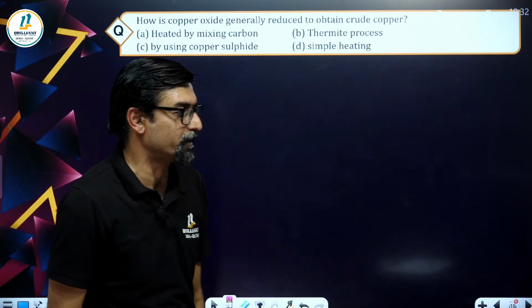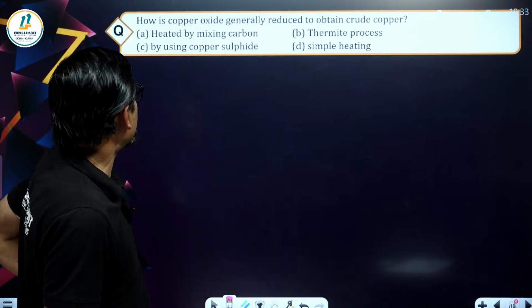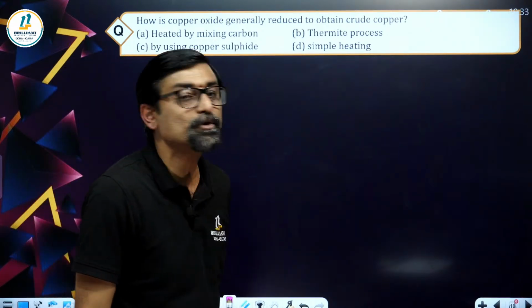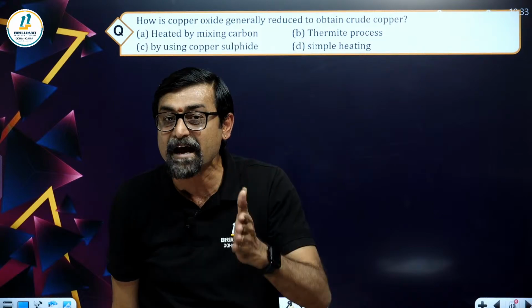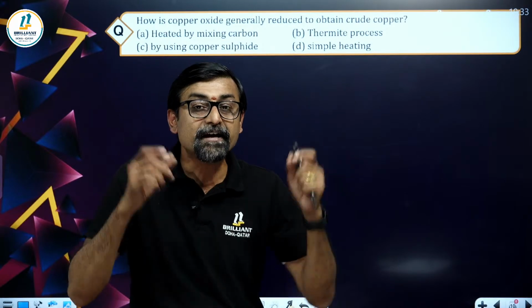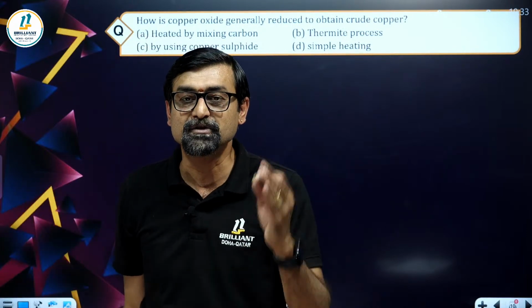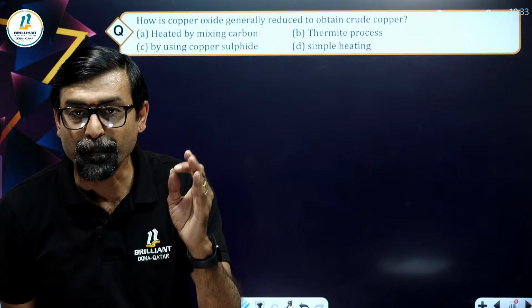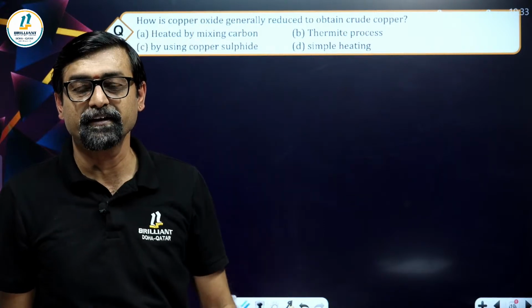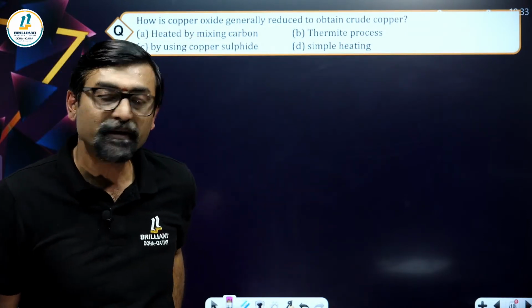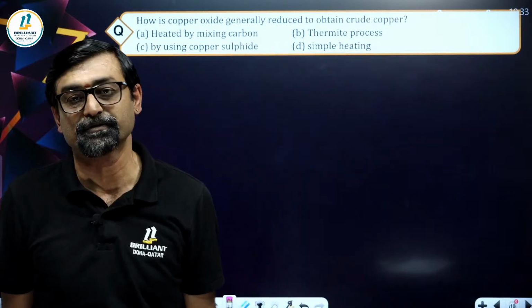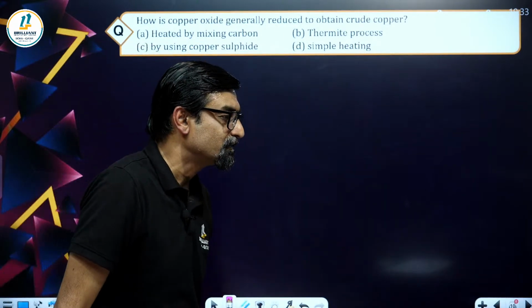Right. Next question. How is copper oxide generally reduced to obtain crude copper? This is again an important question in the topic of metals and non-metals, extraction of metals, especially the low reactive metals. Copper and mercury we have studied in that. How is this copper getting reduced? Now, copper oxide is getting reduced. What is the answer here?